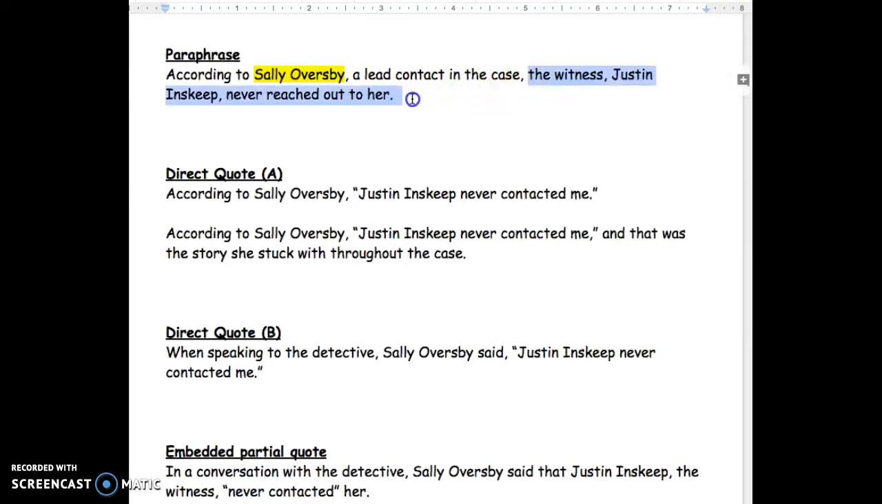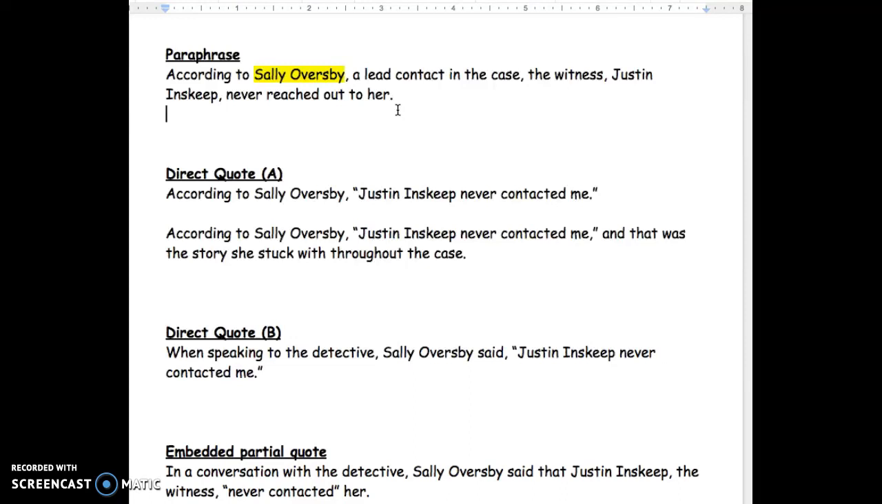So basically, it's really all of this that we are conveying as information that Sally has shared, but we have paraphrased it into our own words. So we don't know how she actually said it. That's a fair way to include people's ideas. In your essay, you might be talking about Asia McClain and something that she said to the detective. You can just paraphrase.